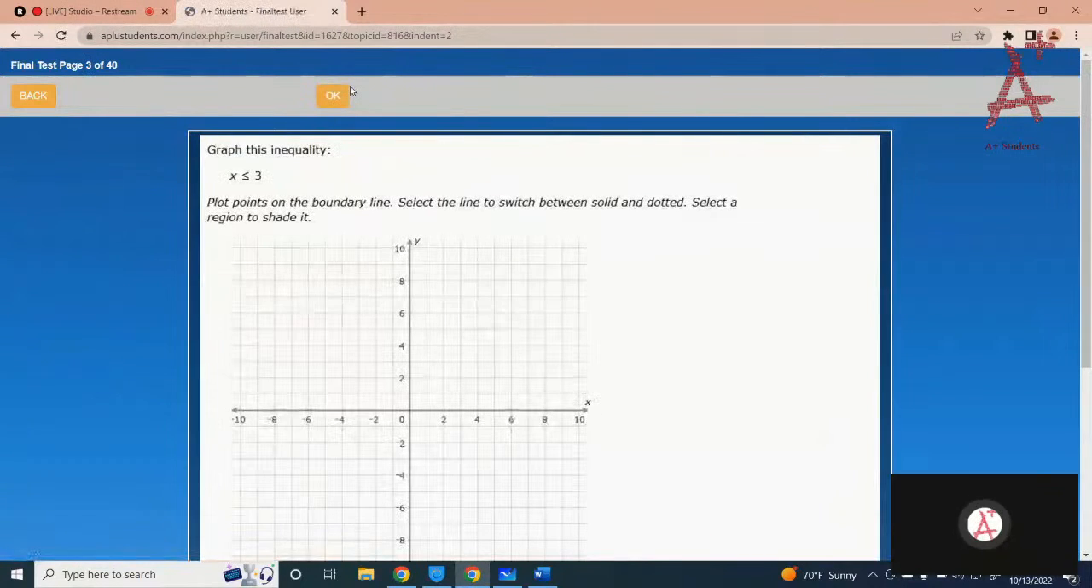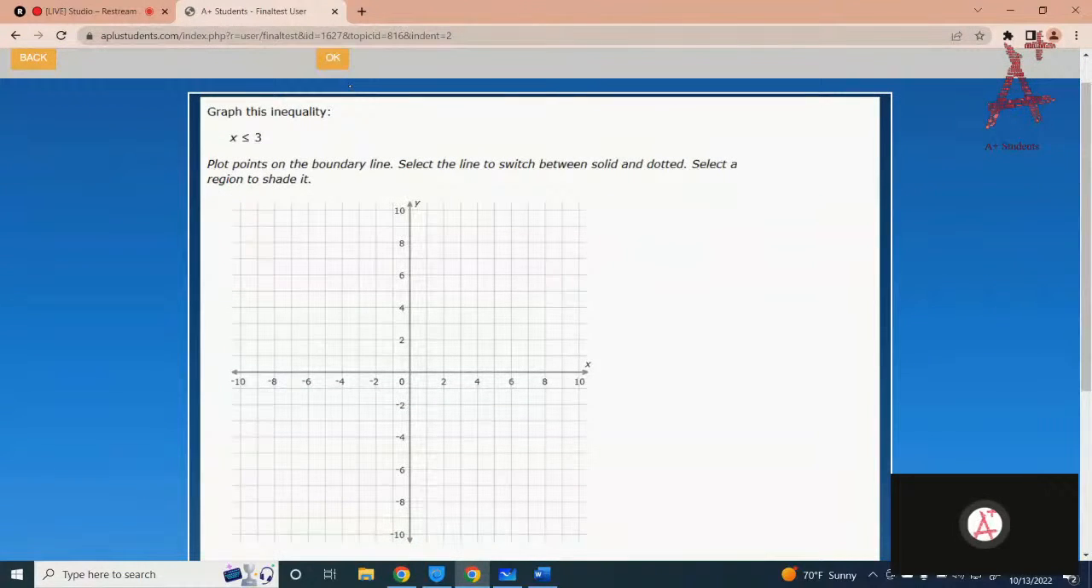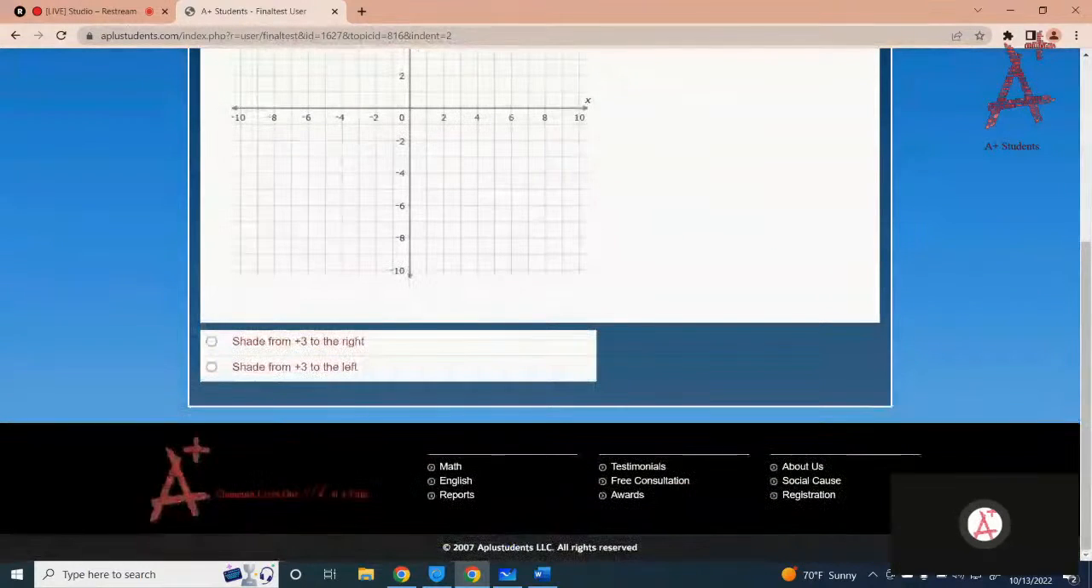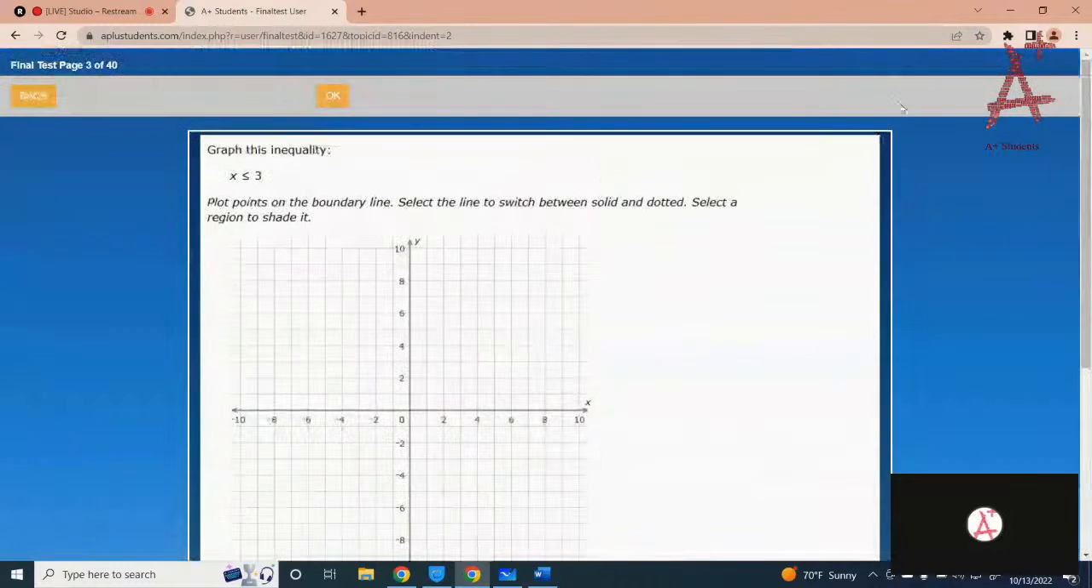Okay, graph inequality x is less than equal to 3. Okay, so here is the point 3. Less than equal to, that means all the values on the left side of the 3. Here you have the line must be here, and all the values that are on the left side of the 3 are included in the graph. Got it? So it would be shade from positive 3 to the left. Got it? So shade from positive 3 to the left is the correct option. Got it?